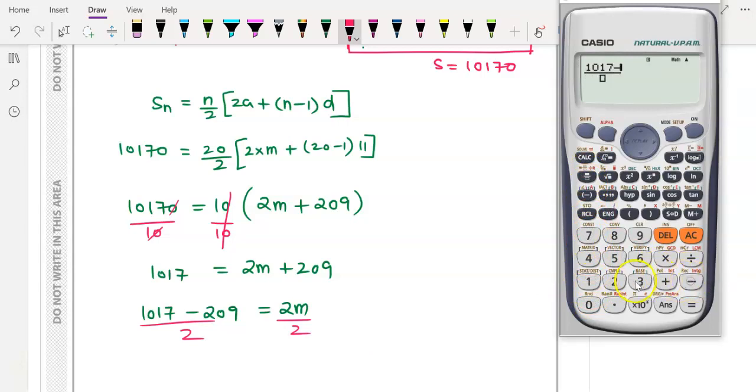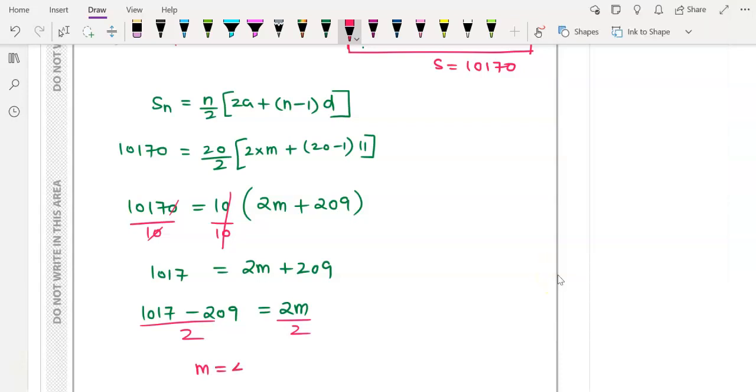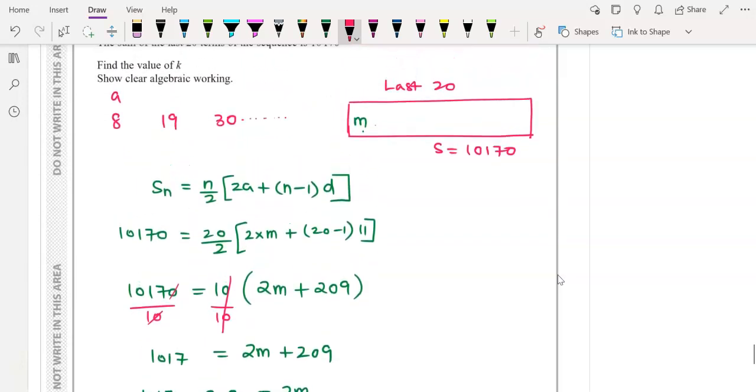So 1017 minus 209 over 2. So value of m is 404. It means out of the last 20 terms, the first term in that group is 404. So this number here is 404, and after this, we have 19 more terms. But I don't know how many terms are there altogether. What we'll do is, we'll try to locate which term 404 is in the full sequence.